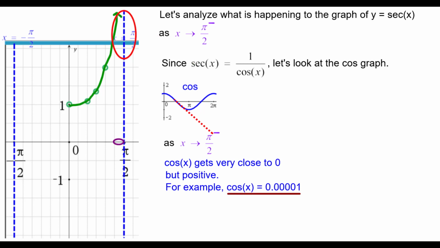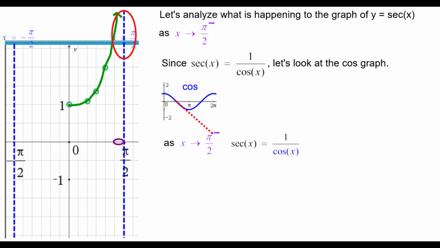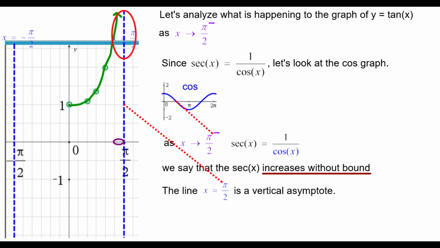Another example would be if the cosine were 1 hundred-thousandth. When we take the reciprocal, we get 100,000, which is even further up. So as x approaches pi over 2 from the negative side, the secant, which is the reciprocal of the cosine, is increasing without bound. That's the phrase we're going to use. It's getting larger and larger, increasing without bound. And the line x equals pi over 2 is a vertical asymptote, kind of like a boundary line. Pause as needed.